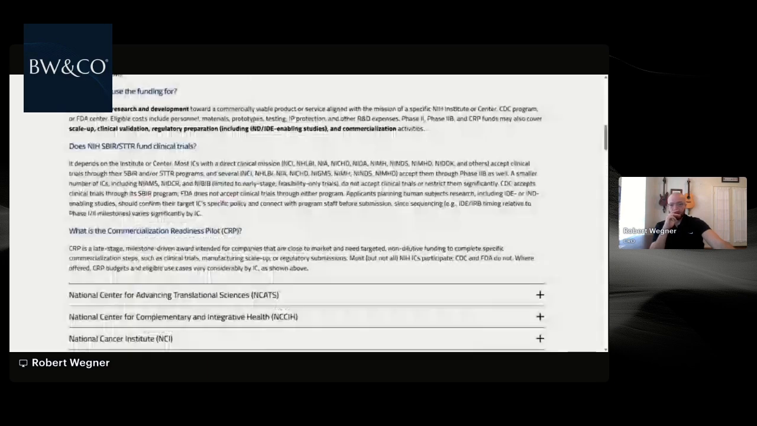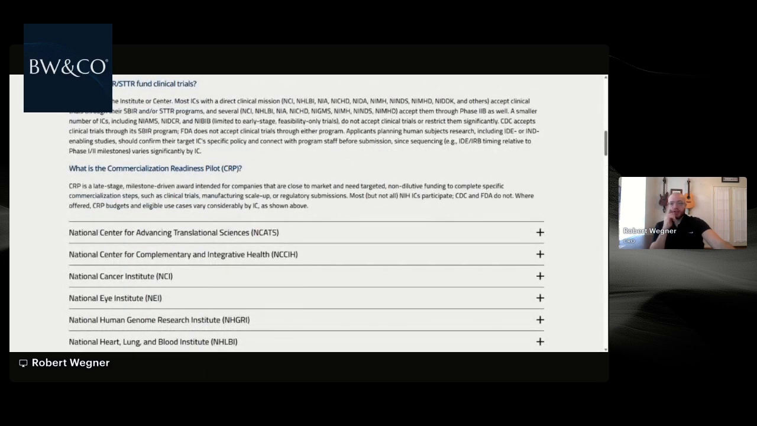So going back to this, what is the commercial readiness pilot? So if you have prior funding, CRP or prior SBIR funding, it's a late stage milestone driven award intended for companies that are close to market and need targeted non-dilutive funding to complete specific commercialization steps such as clinical trials, scale up, manufacturing, regulatory submissions, and others. Most NIH institutes and centers participate. CDC and FDA do not. We offer CRP budgets and eligible use cases vary considerably by IC as shown above.